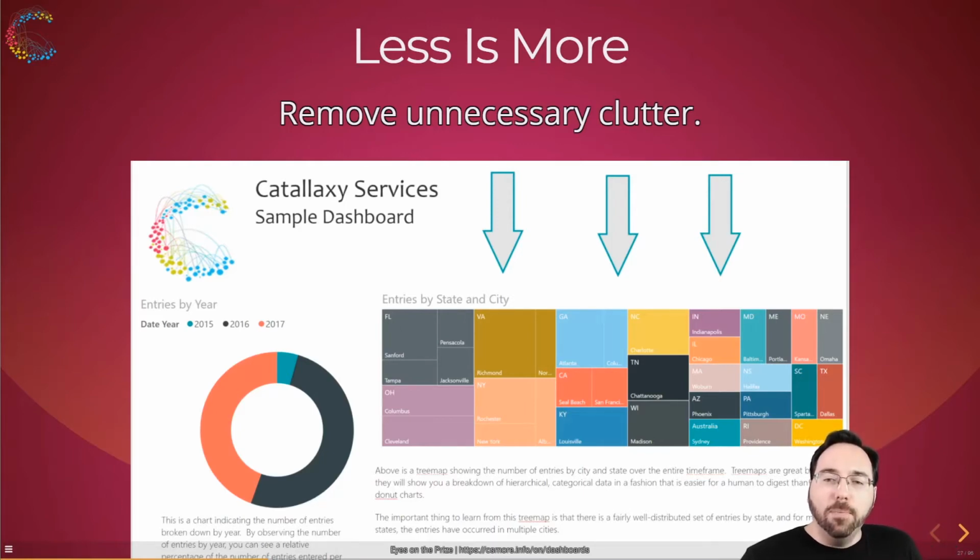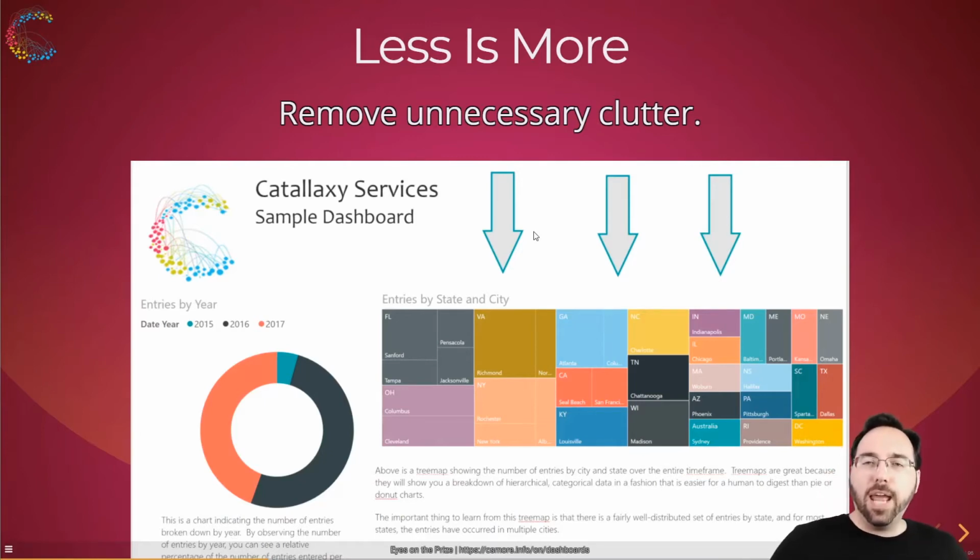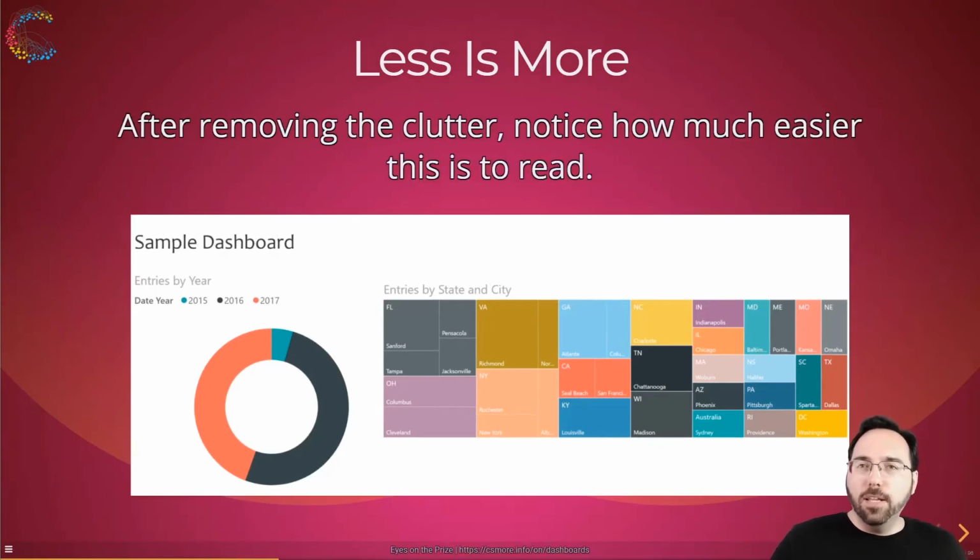I wanted people to see this tree map first. So I dropped in all of these arrows to tell you to look at the tree map. If you ever feel the urge to put arrows to tell people where to look, you have too much clutter on the dashboard. It's time to get rid of some of that. So if we remove the arrows, remove the other clutter, it looks a bit more like this. This is easier to read, but I still think we can make improvements.